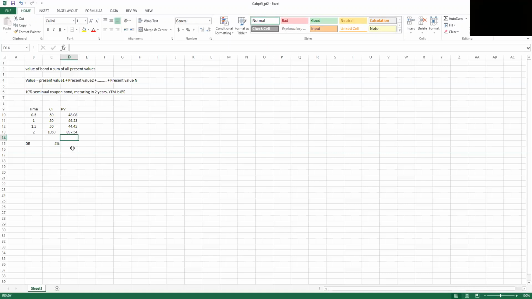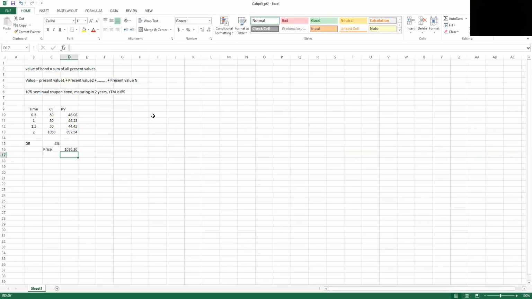In order to find out the price of the bond, what we have to do is just sum all of these present values, and we will get 1036.3. This is pretty straightforward. We have been doing this since our childhood, as I used to say, since you studied at IBA.